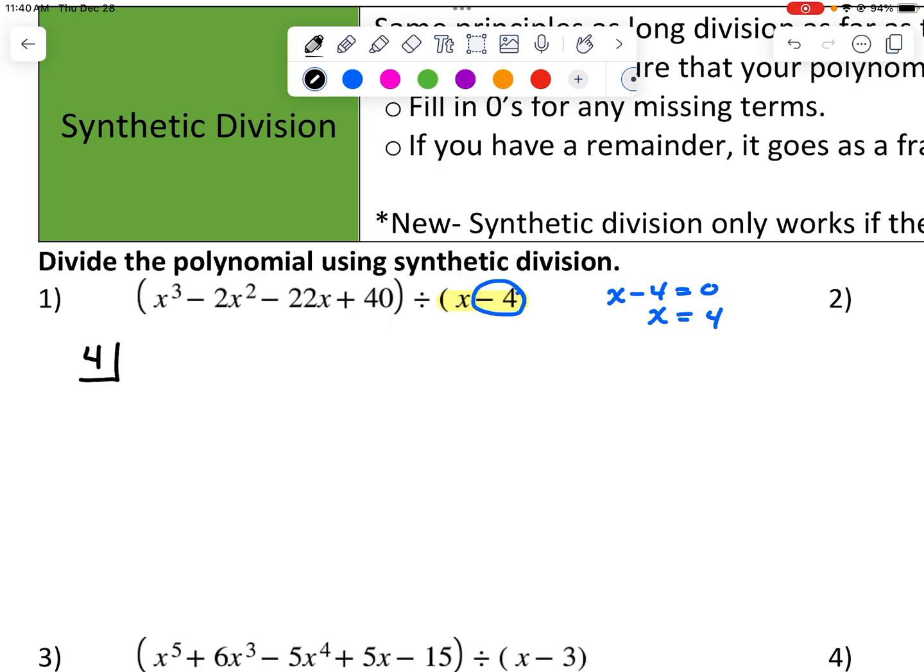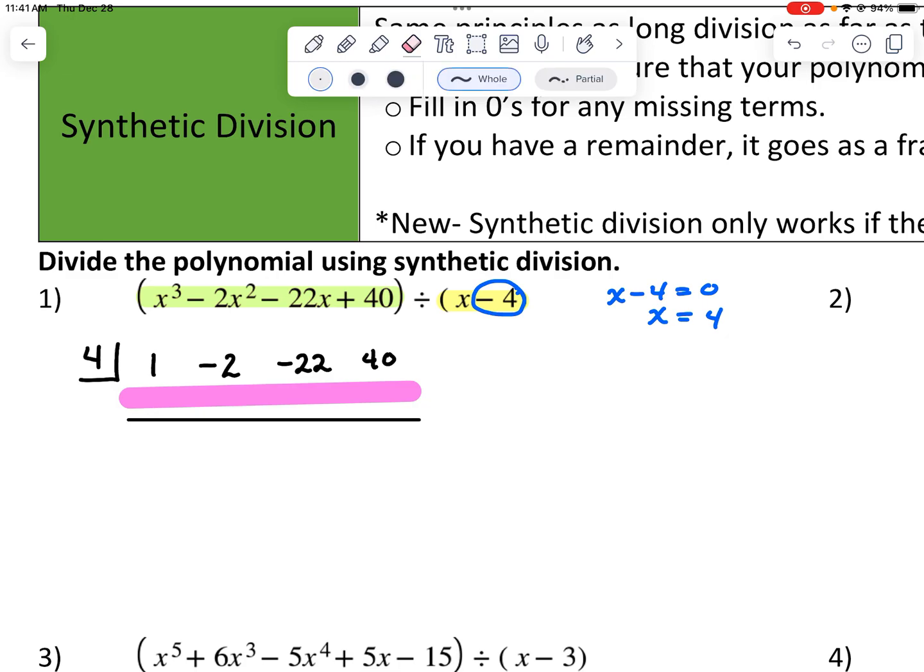And then we are going to take the dividend, which is this piece, and we are going to take just the coefficients. So just the numbers in front. So we are going to take the 1, negative 2, negative 22, and the 40. And then I'm going to leave space right here because I'm going to fill that space in a moment with numbers. I'm going to put an equals bar. And then I am going to begin the process.